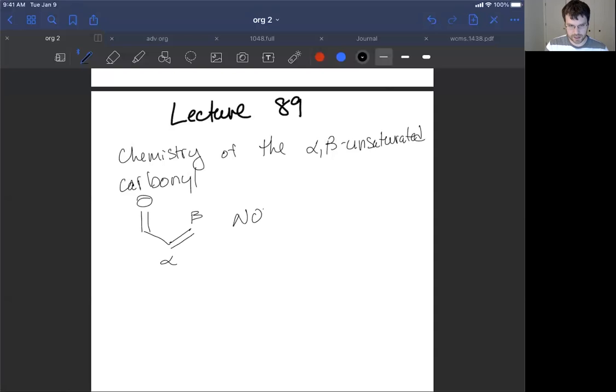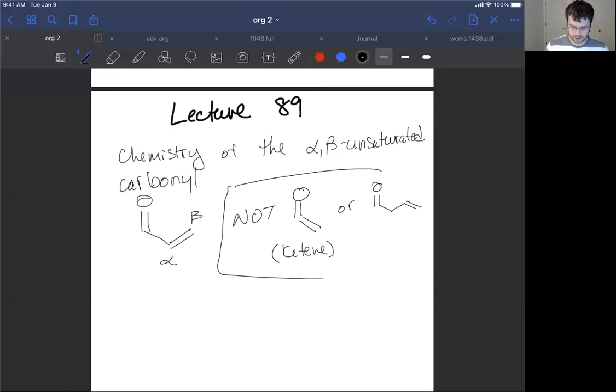This is not one where we do something like this. It turns out that that is a poorly drawn ketene for later. Don't worry about it. Or we could have the non-conjugated version, but neither of those are what we're looking for. Rather, it is this structure here.